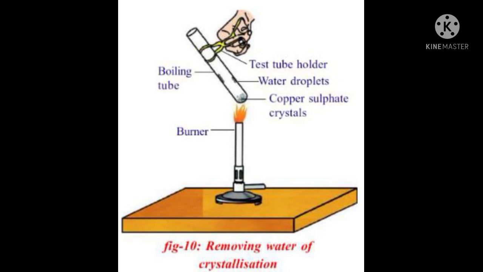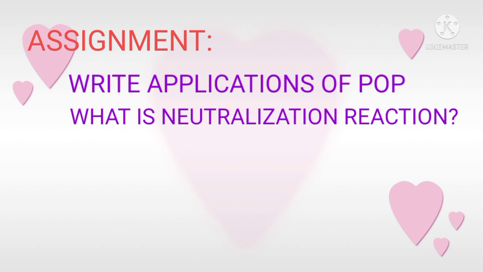Observation: copper sulfate is blue in color, but when we apply heat energy, it becomes white because of the loss of water molecules. After we add 2 or 3 drops of water, it becomes blue again. That's why it is one formula unit like CuSO4.5H2O.